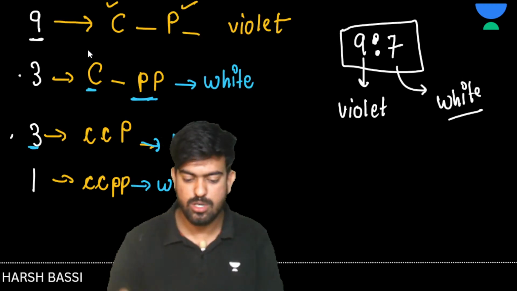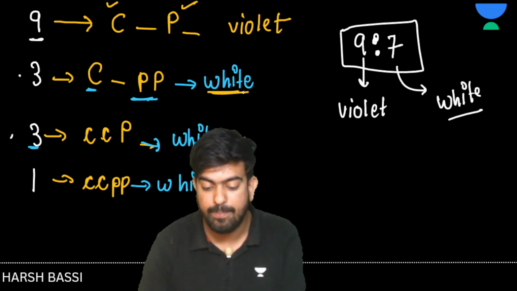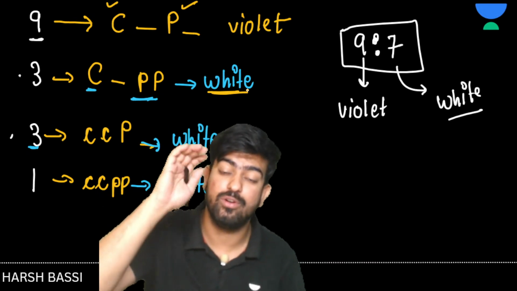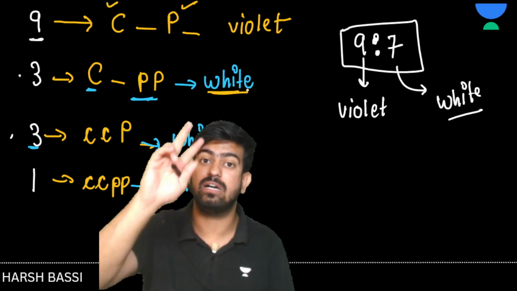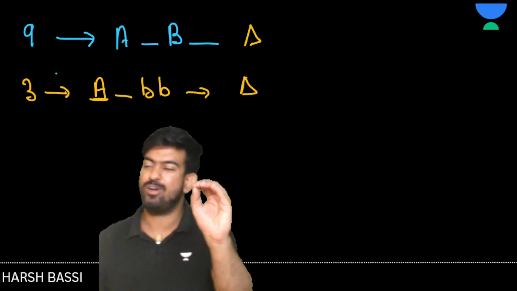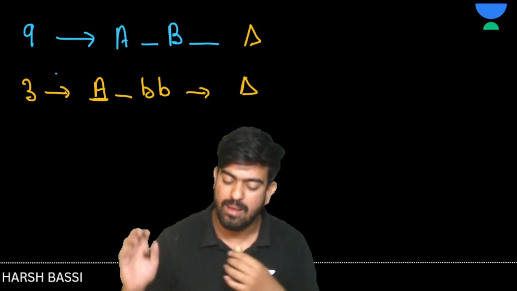Yes, this was the complementary. So see, here what was happening? A single dominant was not enough. To produce a violet color, two dominants must be there. But here what is happening? If one is dominant, the other dominant's work also gets done.